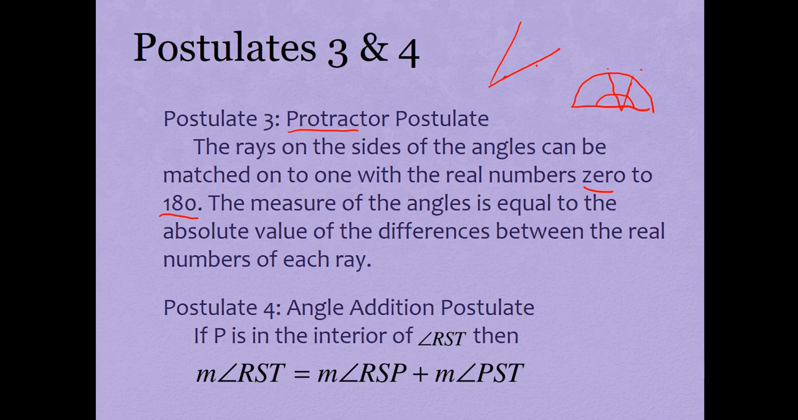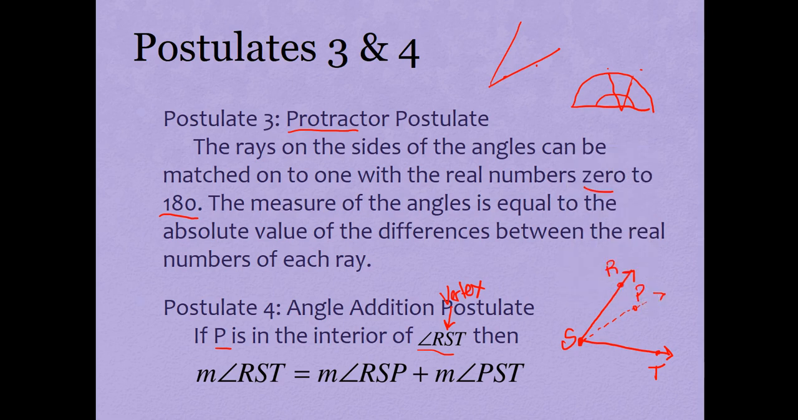The angle addition postulate, again, is the same idea. If P is in the interior of angle RST, so let's look at that. We have angle RST. That is how you name angles. The middle letter has to be the vertex. And then the other two are points on the angle, in this case R, S, and T. So it says P is in the interior somewhere. Let's say here. And let's say we have a ray that goes out through P.